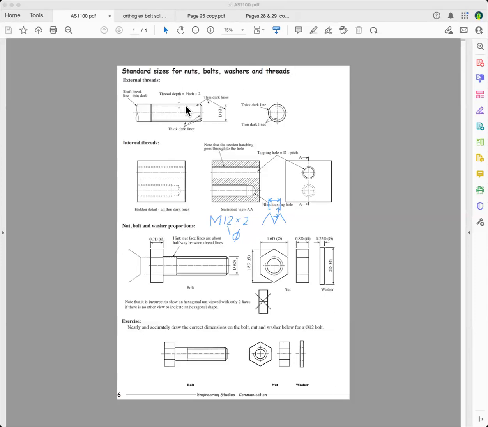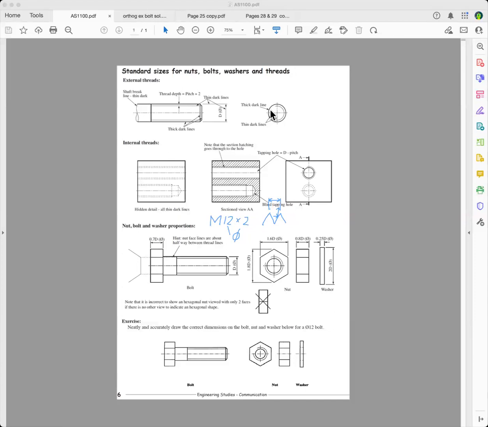You put a thin dark line there and a thick dark line there, and you taper it at 45 degrees, and you've got a thick dark line there, and you've got to make sure that you do it according to this. And when you're looking at an external thread along the end view, this is how you show it.